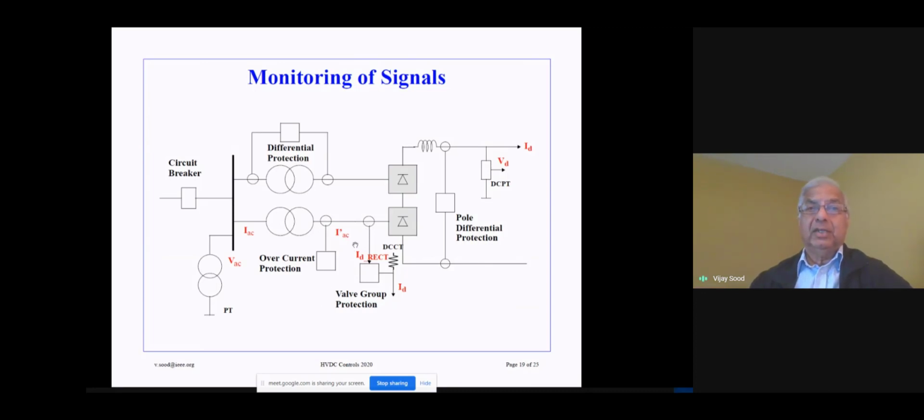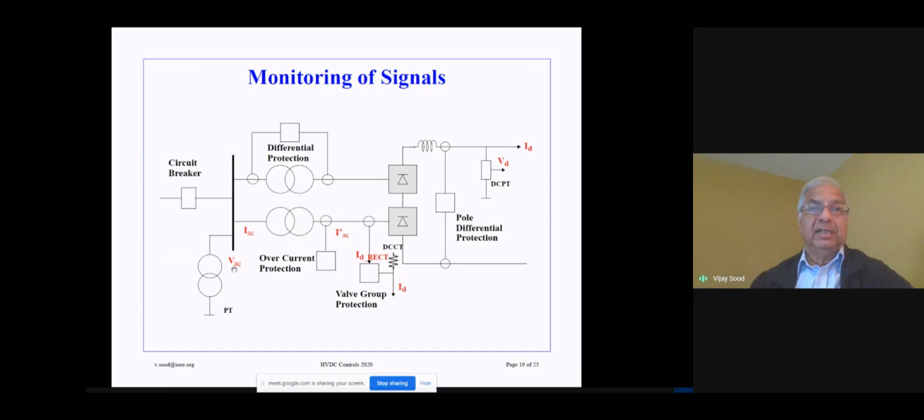This monitoring over here can also be utilized for overcurrent protection. So we monitor the currents coming in to the transformer, the currents going out of the transformer. These can be compared, so a differential protection scheme can be utilized. So here we can utilize this current and compare with this current to give us an overcurrent protection system. So various protection systems are indicated for the DC system.